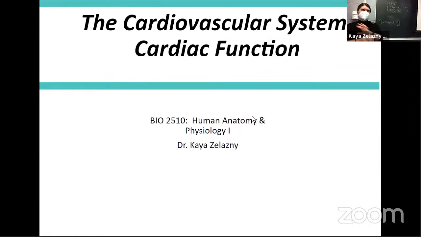So that leads us into the heart. We're not really in control of skeletal muscle.